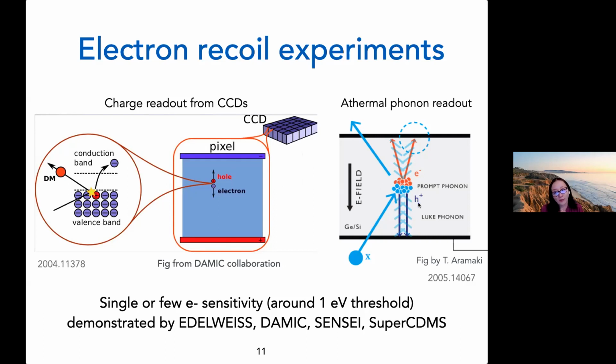Another operating principle is that the electron comes out and it's also drifting due to some electric field. But the electric field is much higher and it's emitting lots of phonons. And this is a phonon readout. So one measures the phonons instead. And so it's very exciting to see that both of these are now being used.